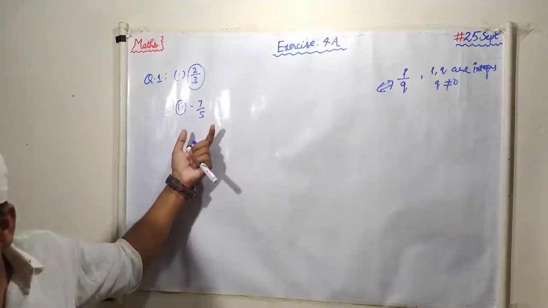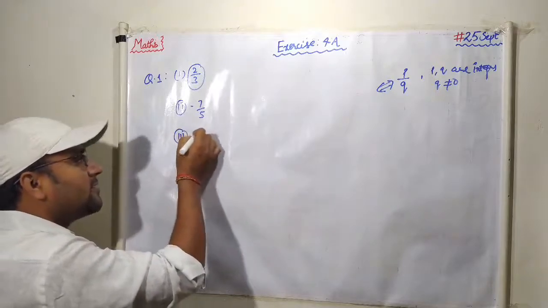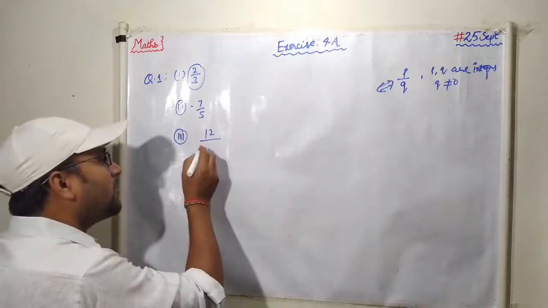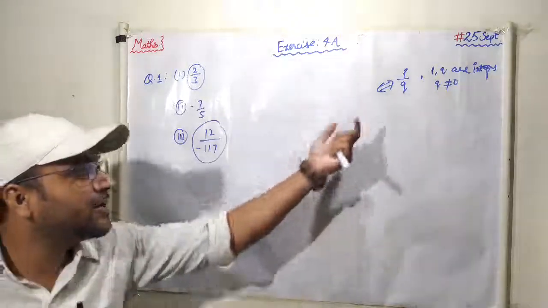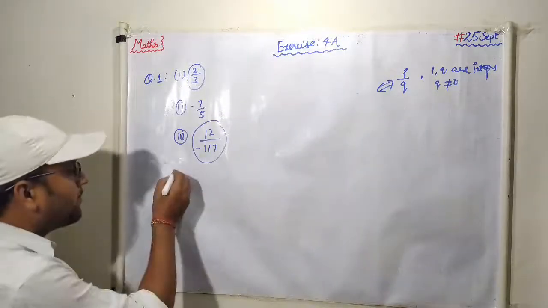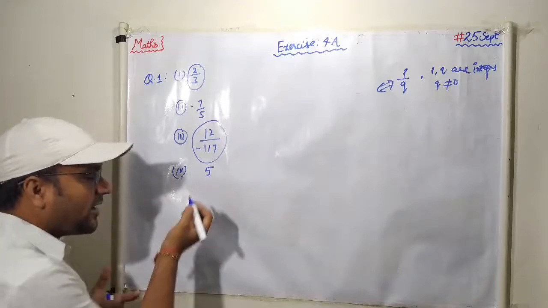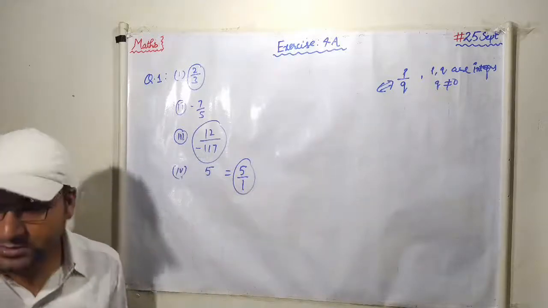Third one is minus 12 upon minus 117. It also fulfills the condition of P upon Q. Fourth one is 5. So 5 means that it is only 5. You can write it as 5 upon 1. It is also a rational number, students.